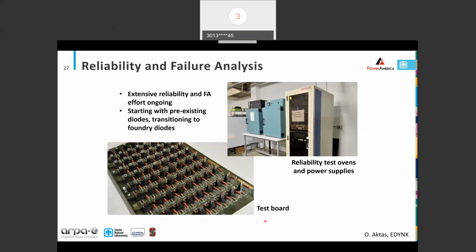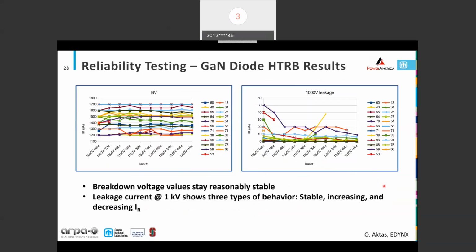Kind of last topic on the foundry work has to do with reliability and failure analysis. So this is being done by Oscar at Dynix, and these are just examples of some of the equipment and a test board, and you can see devices on there. Much of this testing is done with individual power supplies addressed to each of those devices, so that helps with some of the cleanliness and fidelity of the data that we're taking. We have been looking at pre-existing diodes, but now we're starting to look at some of the ones produced in the foundry. We've got a couple examples of some of the tests that we've been doing.